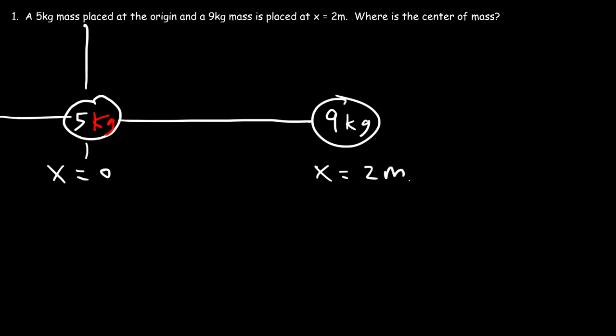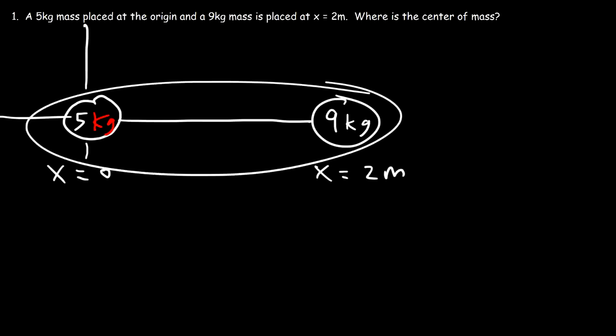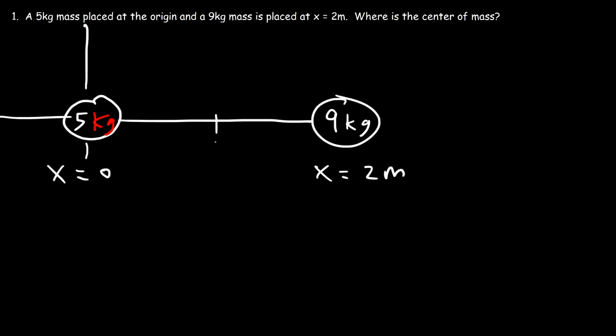So where do you think the center of mass is going to be located? Now it has to be somewhere between the 5 and the 9 kilogram mass. Is it going to be closer to the 5 kilogram mass or the 9 kilogram mass? What would you say? The center of mass is going to be closer to the more massive object, so it should be somewhere between 1 and 2.